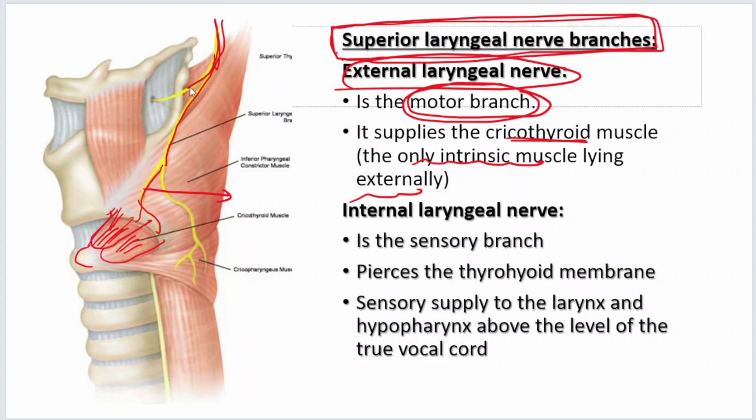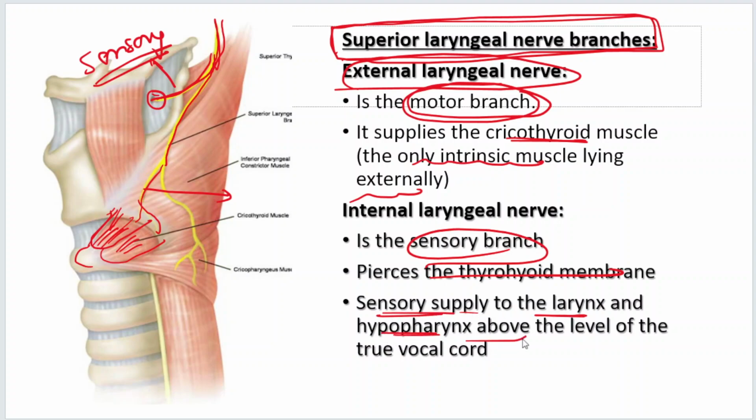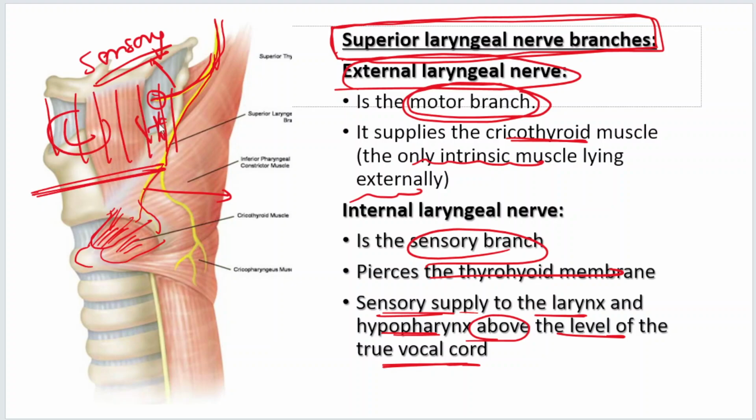It also has an internal laryngeal branch. This is the internal laryngeal branch. It pierces the thyroid membrane and goes inside, and the internal laryngeal branch is a sensory branch. It has no motor function. It gives the sensory supply to the larynx and hypopharynx above the level of the vocal cord. So the sensory supply above the level of the vocal cord, both the larynx and the hypopharynx, is supplied by the internal laryngeal branch of the superior laryngeal nerve.